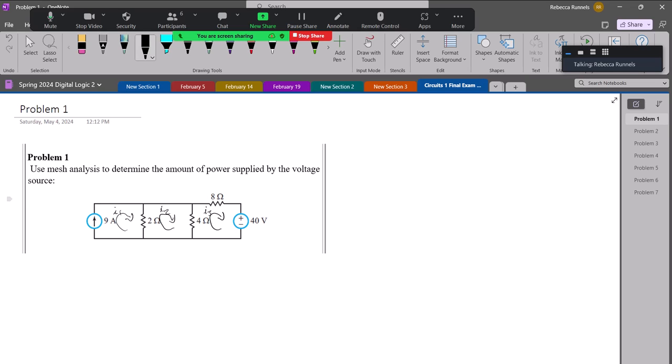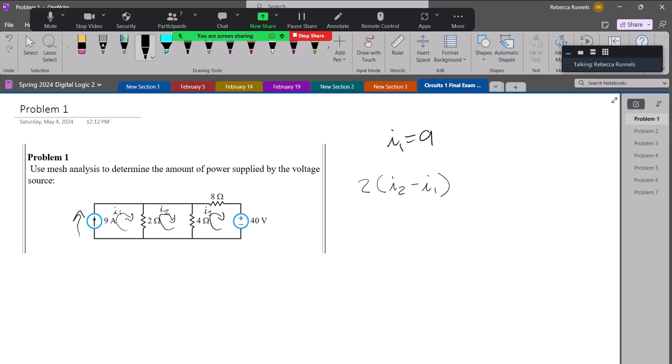So when I look at my first mesh, the way I've drawn I1, it goes in the same direction as this current source, and there's no other current going through that current source, so I1 has to be 9. So I can just say I1 is 9, and I don't have to do anything else with that first mesh. And then the second mesh, as I come through the shared resistor, I know that will be 2 ohms, and then it'll be I2 minus I1.